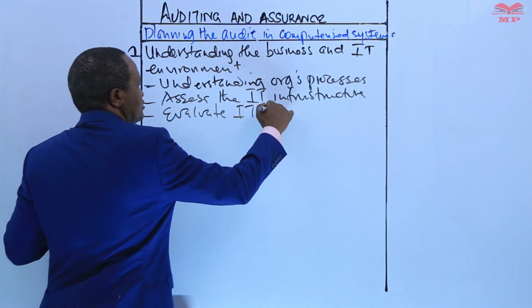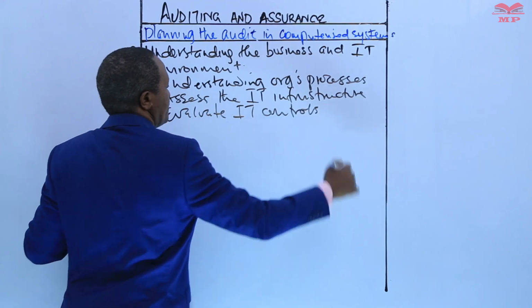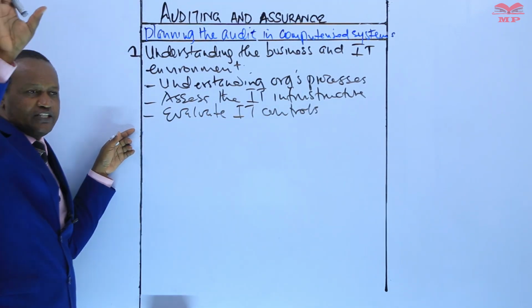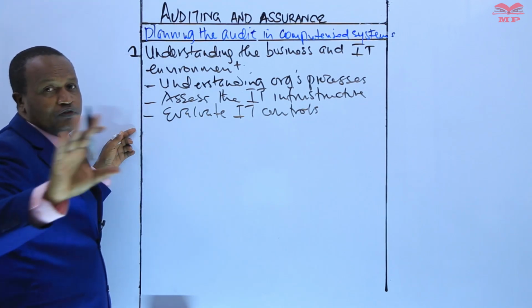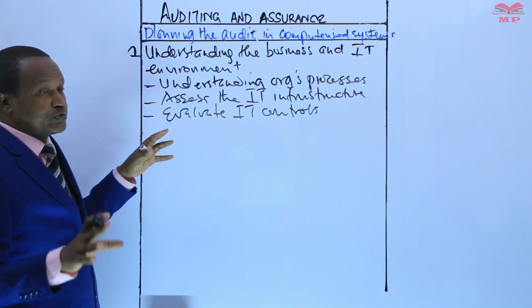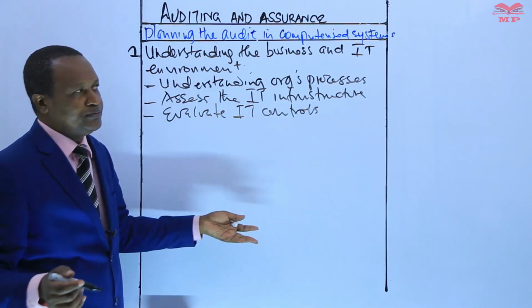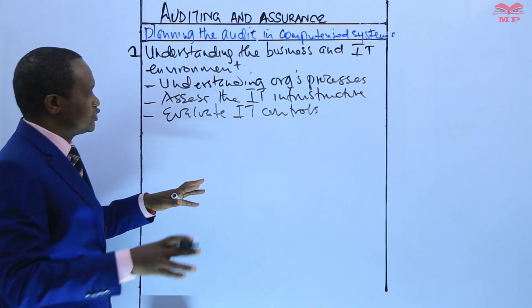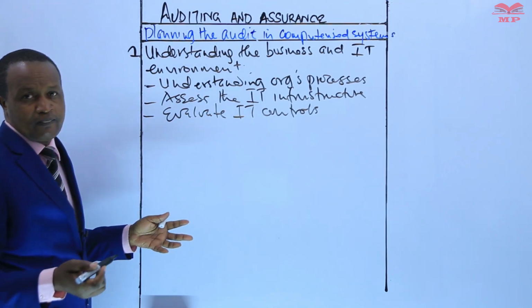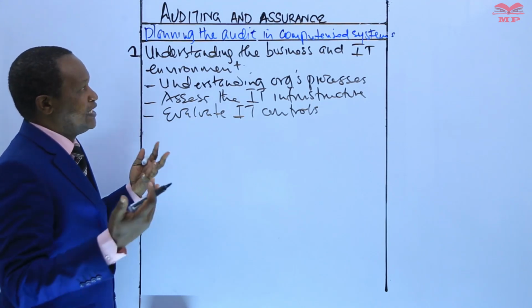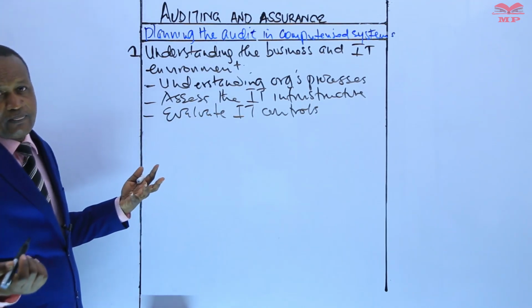Evaluate the IT controls. There is a lesson in which we identified the types of controls in a computerized system. So all those controls that we mentioned, starting from the administrative controls and so on, the auditor has to evaluate the controls. And in evaluating the controls, the auditor may understand the IT environment.